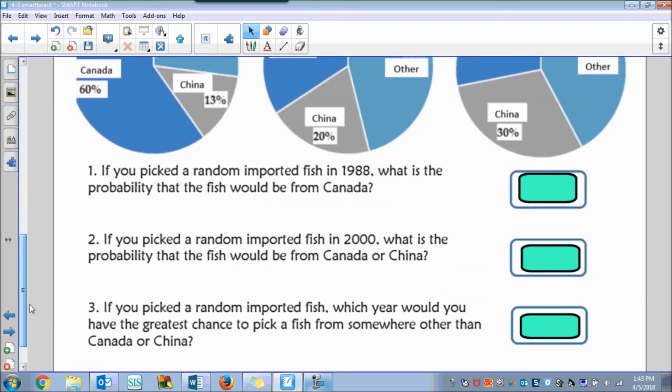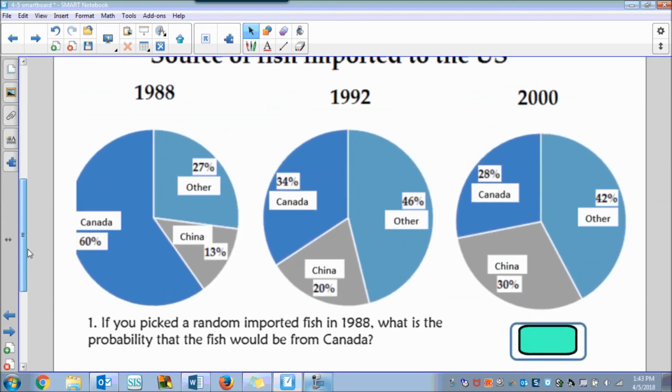Alright, so looking at that first question, if we picked a random imported fish in 1988, what's the probability that the fish would be from Canada? So we're really just looking at this graph. The chance that it comes from Canada is this 60%. There's a 60% chance that it comes from Canada.